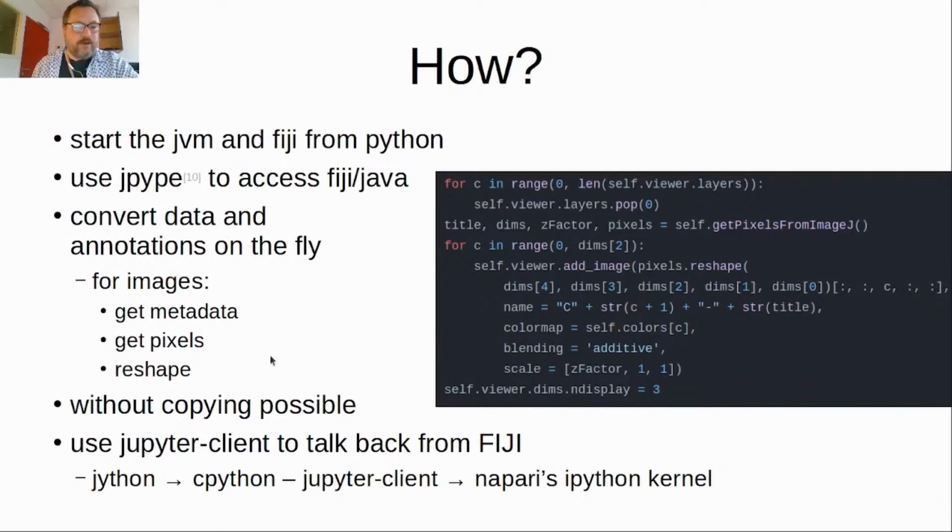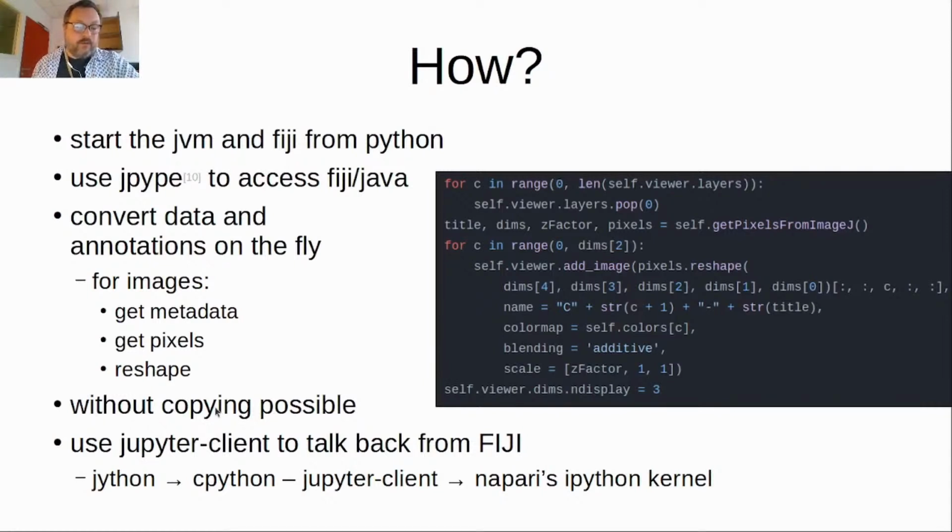For example, for image data, we get the metadata from Imagerie, we get the linear pixel data from Imagerie. We will reshape the pixels into the right form according to the metadata, and we create a Napari layer from the image. Now, in principle, this is possible without copying the data, but we didn't really look into this yet.